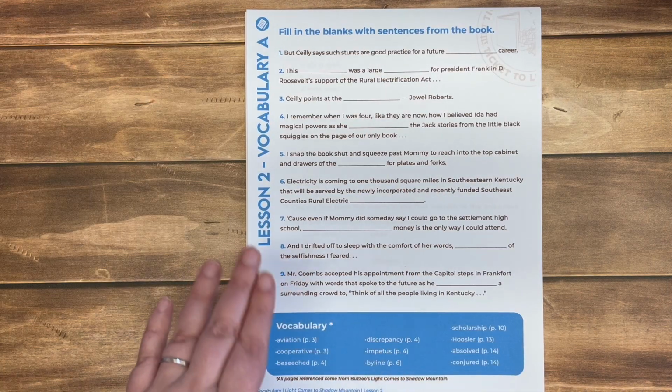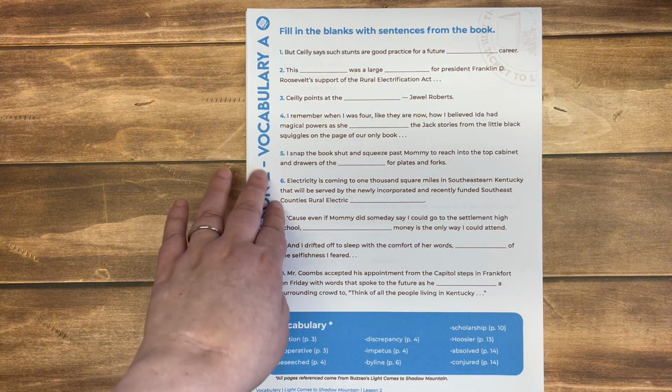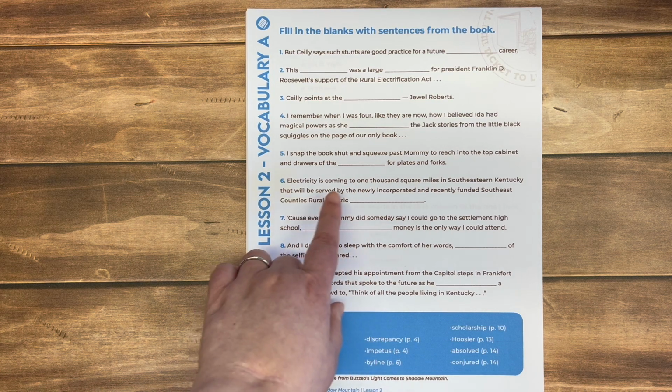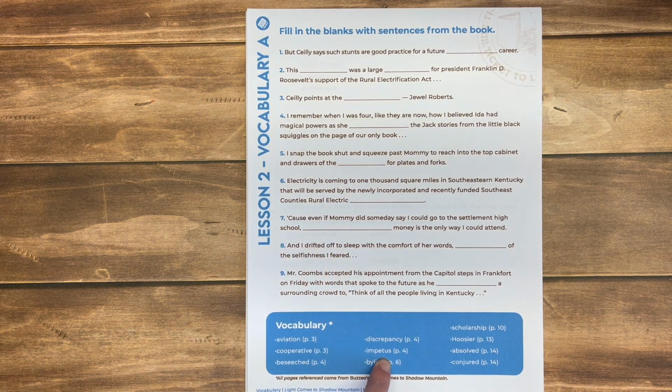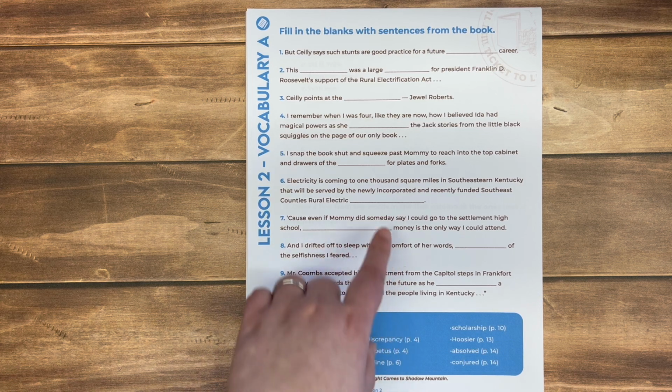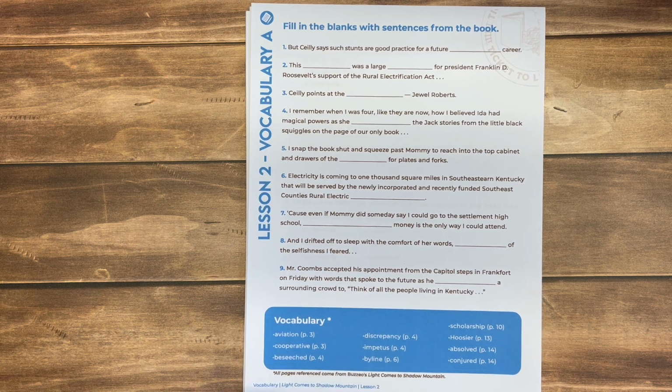We also have two sets of vocabulary pages. This is Vocabulary A. These are passages taken directly from the book, and we have your vocabulary words. Your child can decide what word goes in the blank, and they can check their work by looking in the book. We've included page numbers there as well.